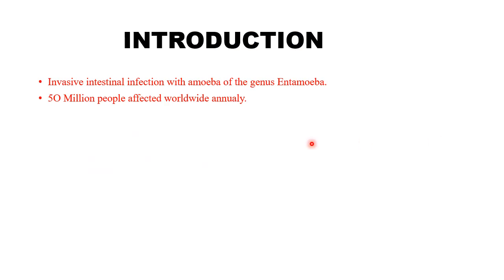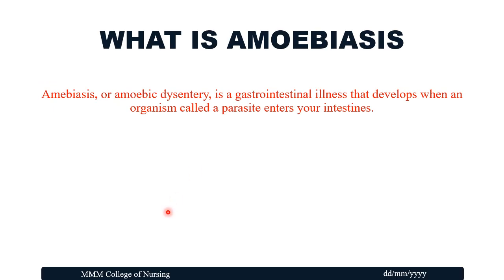Introduction. Invasive intestinal infection with amoeba of the genus Entamoeba histolytica. 50 million people are affected worldwide annually. What is amoebiasis? Amoebiasis or amoebic dysentery is a gastrointestinal illness that develops when an organism called a parasite enters your intestine.